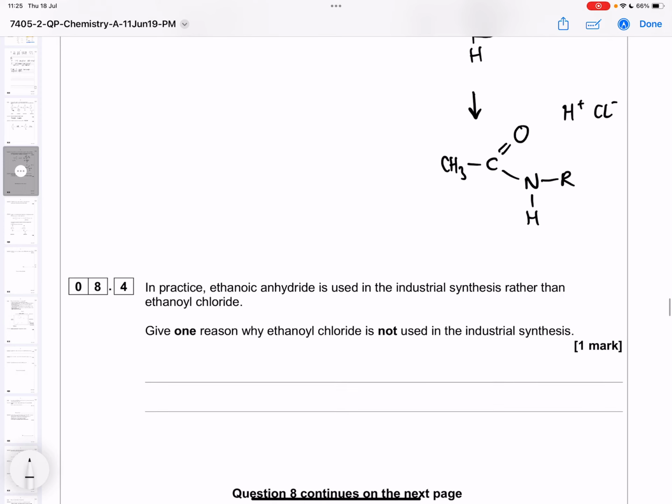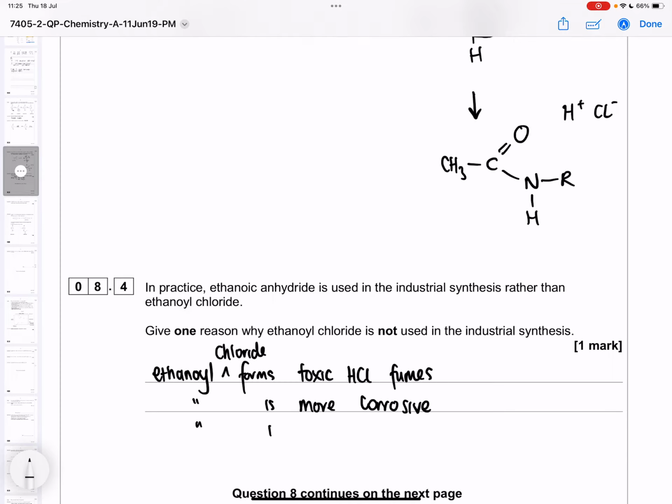In practice, ethanoic anhydride is used rather than ethanoyl chloride. Give one reason. So one of the reasons is ethanoyl chloride forms toxic HCl fumes. So we start the word chloride there, ethanoyl chloride. Ethanoyl chloride is more corrosive. That's another one.